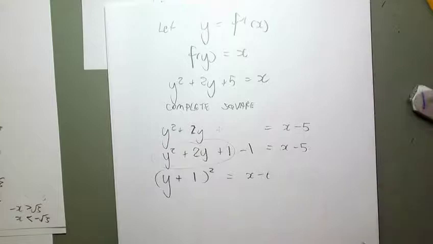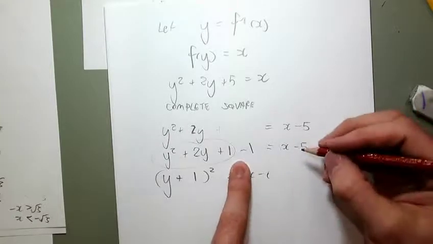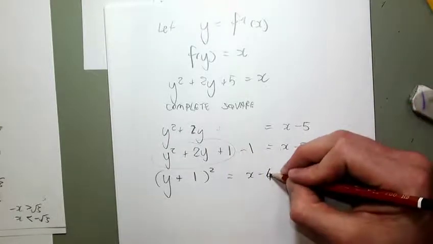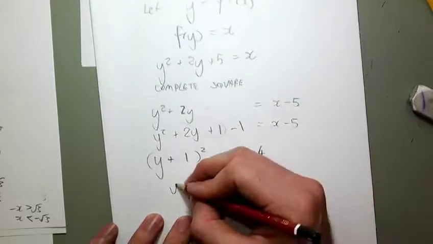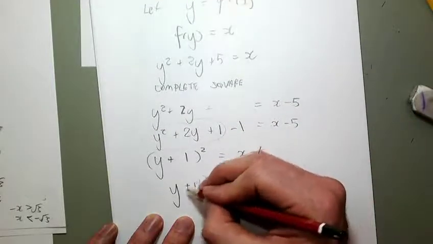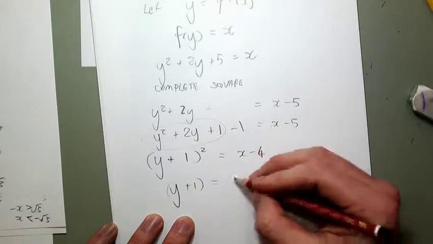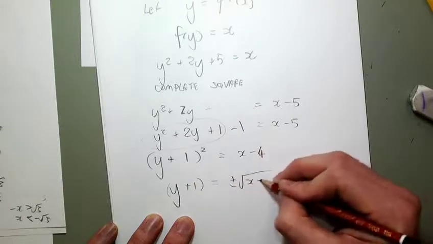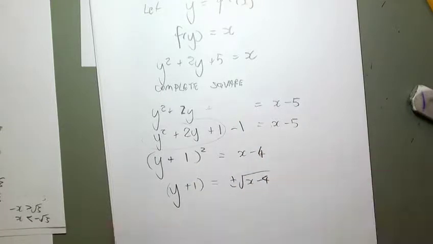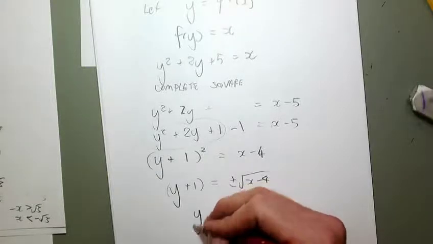Is that right? Yep. And so I'm going to get y plus 1 is equal to plus or minus root x minus 4. Now it can't be both plus and minus, it can only be one, or it's not really a function, and so I'm going to need to figure out whether it's the plus or the minus. Let me just make it y equals so that I can figure that out.